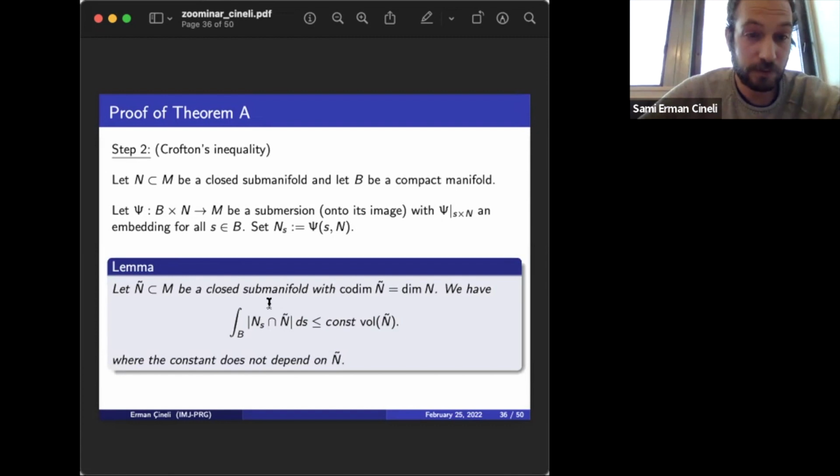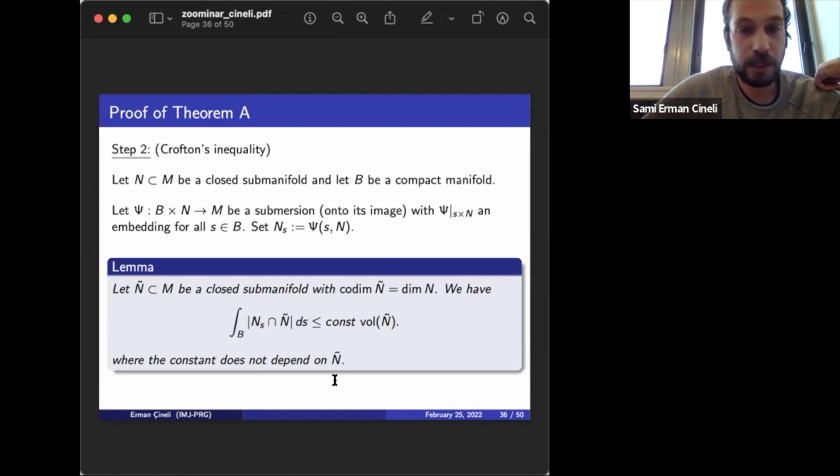Then, if we integrate the number of intersections of N_s and N tilde over B, that number gives a lower bound, up to a constant, for the volume of N tilde. And this constant does not depend on N tilde. I mean, it depends on other things. For instance, it depends on psi, but it doesn't depend on N tilde.